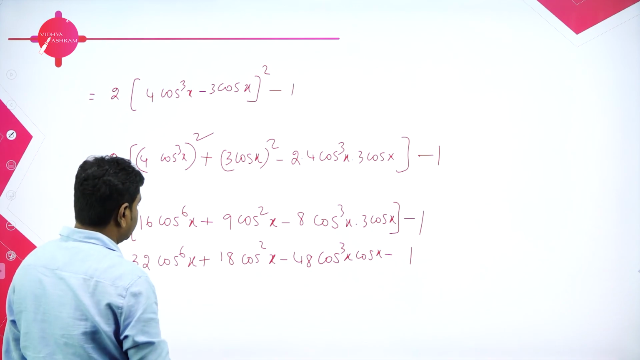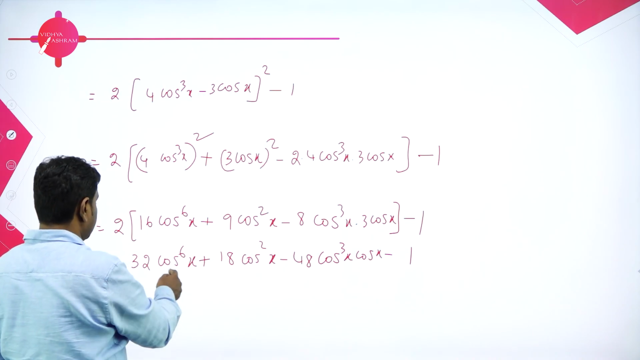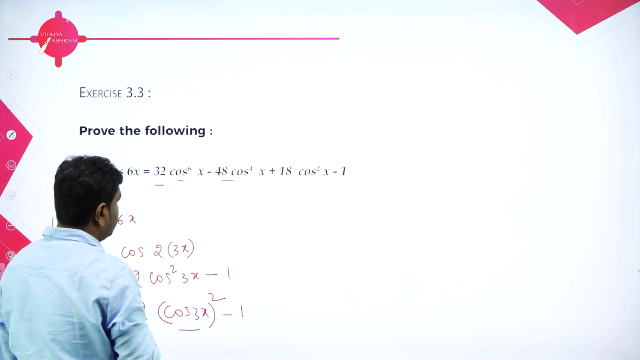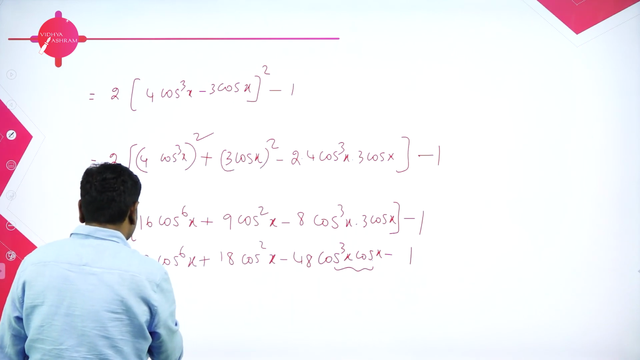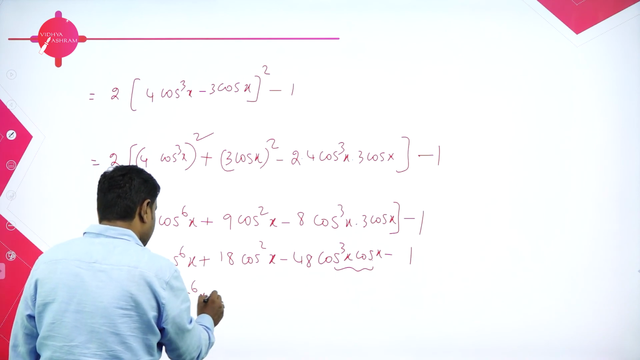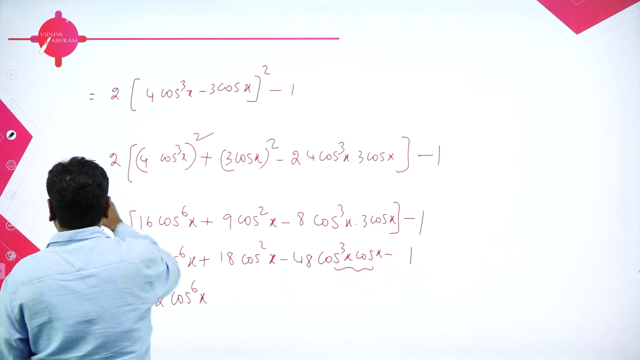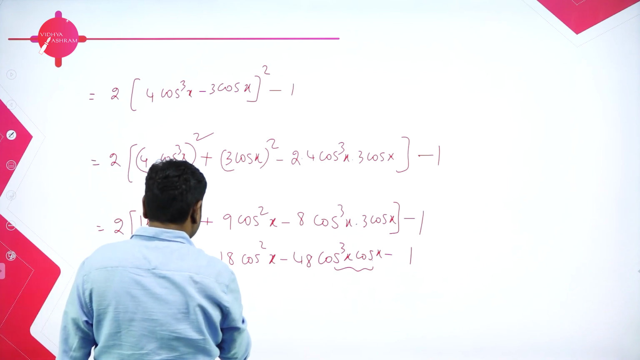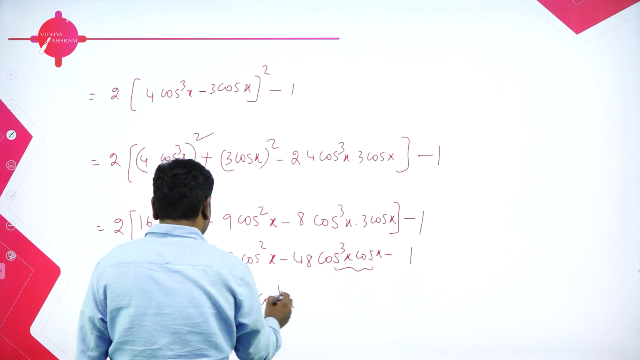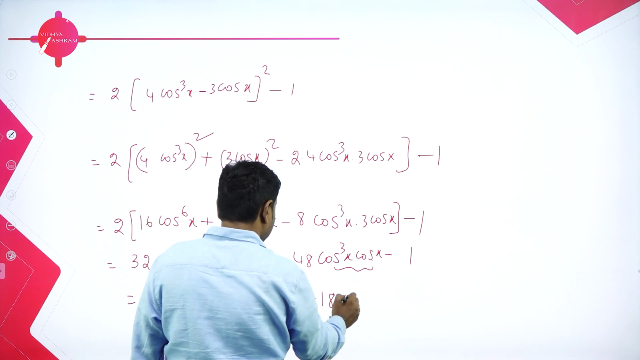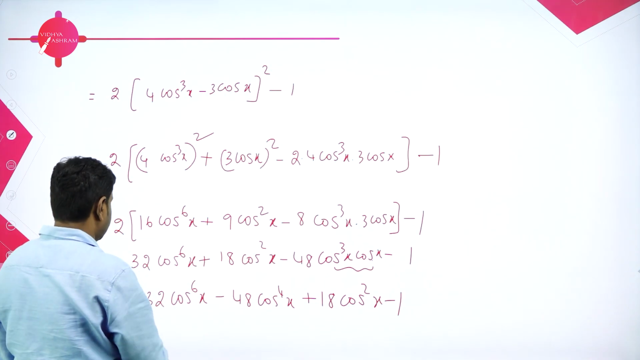Now further, if any like terms are there, you can simplify. So what is the RHS? 32 cos power 6x, we got it. And 48 cos cube x into cos x. Further you can simplify. First I'll write this in decreasing order of power: 32 cos power 6x minus 48. Cos cube into cos is cos power 4x. Then the remaining is plus 18 cos square x minus 1. So check. Yes. Hence the proof of the RHS.